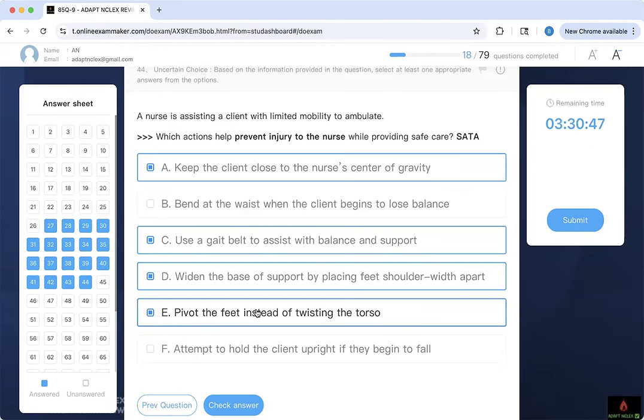And if they're falling, don't hold them. Let them fall on your leg and gently lower them. So don't hold the client upright if they begin to fall. They'll break you down. Just gently let them fall down on your leg. Give them your leg and then let them fall on your leg.